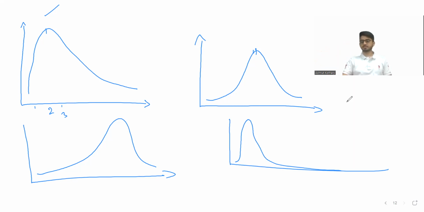If on the x-axis we have marks, most of the students will be scoring high marks. So negatively skewed, right side. Now you just need to mention how the data is coming, right? So that will be using what?